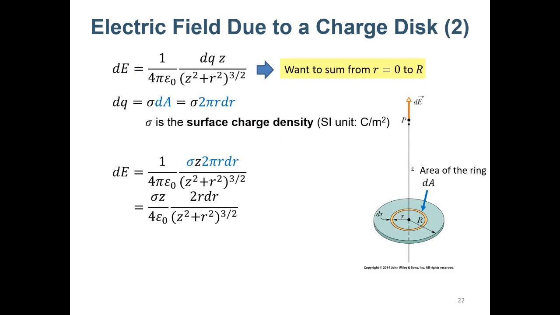So here you have this, and actually you still need to do some trick. dq is something like sigma times dA. dA is the infinitely small area of this ring, and the area is actually 2 pi r times dr. Actually, it's a ring, but you pretend it is like a rectangle.